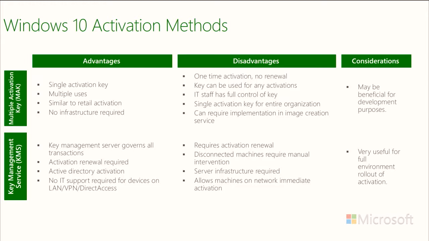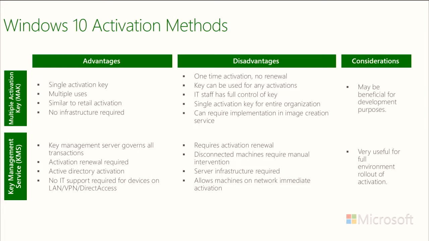So we're looking at the Windows 10 activation methods, and we talked about a couple of them already, KMS, Active Directory-based activation. Now, what you need to know for this exam is when would I use a MAK key or a multiple activation key, and when would I use a KMS server? So we have the advantages here on when I would use one or the other. Again, a MAK key, a single activation key, can be used multiple times. So we have the disadvantages listed there as well. And same thing with KMS. With KMS, the key management server is required, and it does require activation renewals. So take a look at that and know the difference between when I would use one or the other.